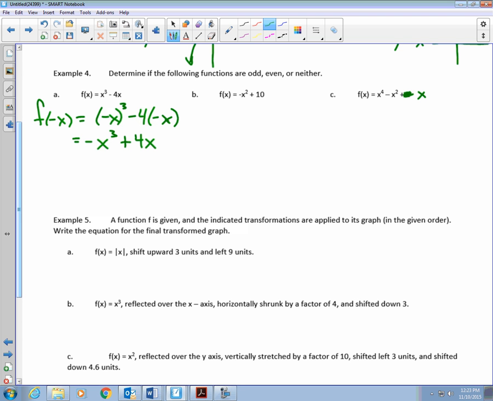So is that the same as my original function? No, it's not. So it's not even. How about if we factor out a negative 1? What do I get if I factor out a negative 1?